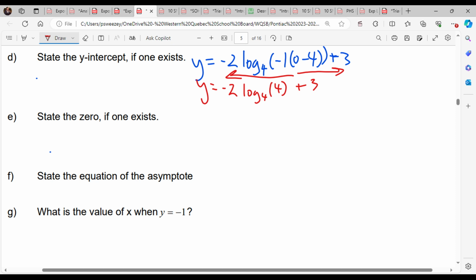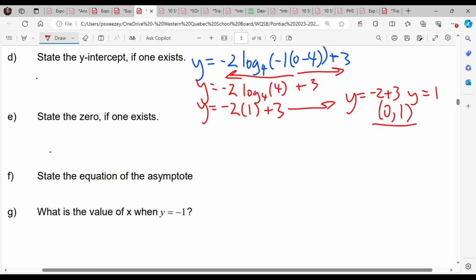Internally, this is just like that other one. I said work inside out. So we're not really worrying about the A or the K yet. Log 4 to the power of 4. Ask yourself, 4 to the power of what gives you 4? That's another one with 1. So -2 times 1 plus 3 is going to give us y is equal to -2 plus 3, y is equal to 1. So the y-intercept of this guy would be 0 and 1. Okay? 0 and 1 in the end of it.